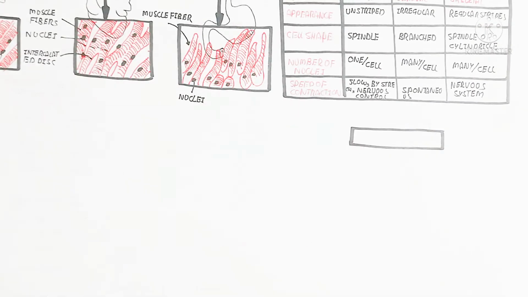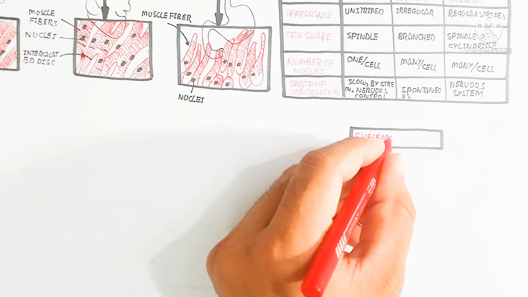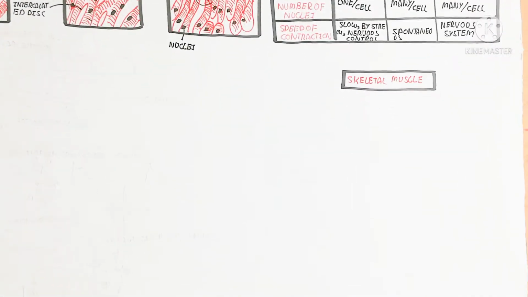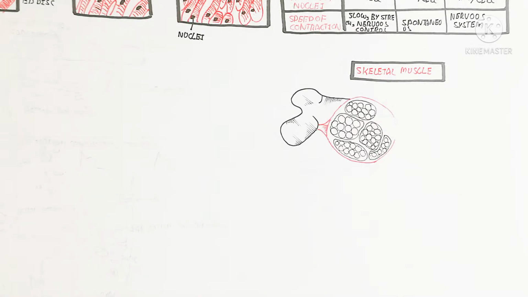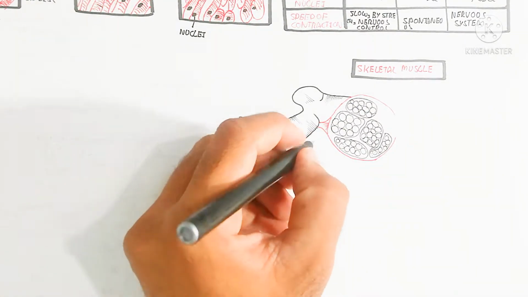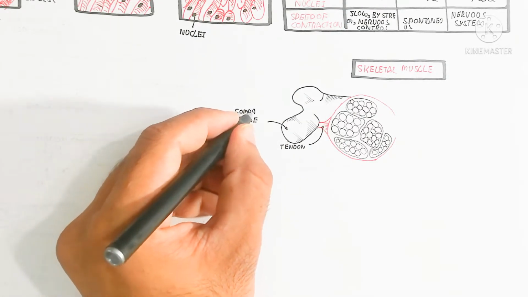The speed of contraction is slow for smooth muscle, under nervous system control, sympathetic and parasympathetic, while cardiac muscle shows spontaneous movement. The skeletal muscle is controlled by the nervous system voluntarily, but the cardiac is involuntary.